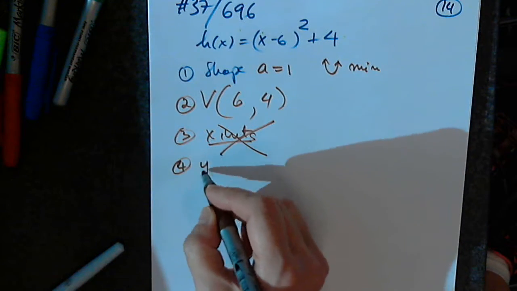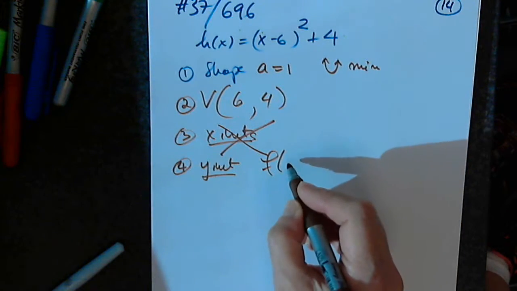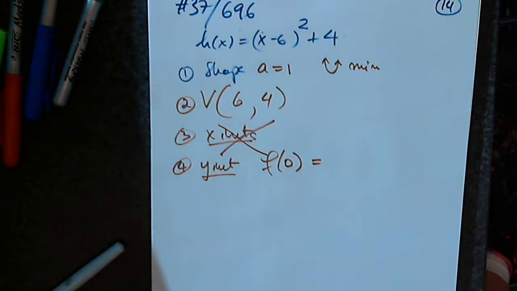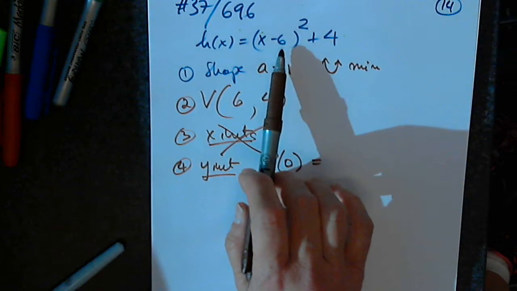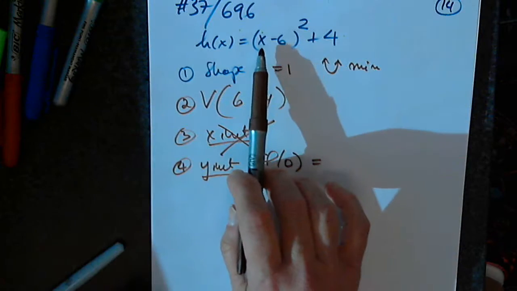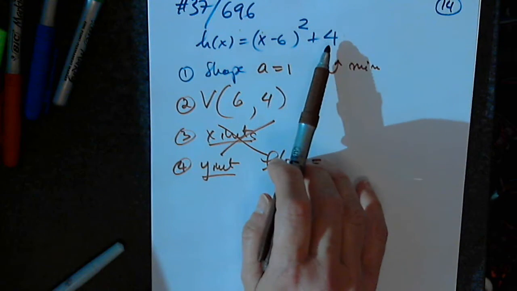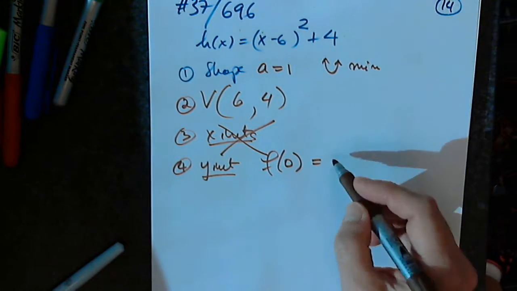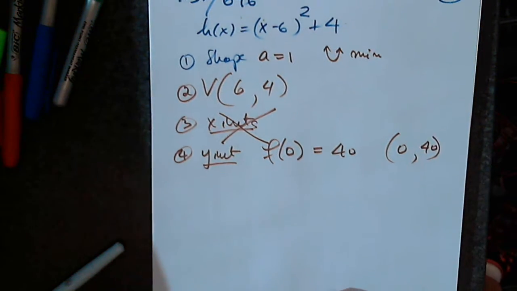Step number 4, the y-intercept. How do I get the y-intercept? Maybe 0 for x. Good. Let's do this together. How much is 0 minus 6? Minus 6. Careful. Yes, of course. I'm sorry. In my head, I was already there. Okay, negative 6. And negative 6 squared? 36. And 36 plus 4? That's it. So the y-intercept is 0, 40.